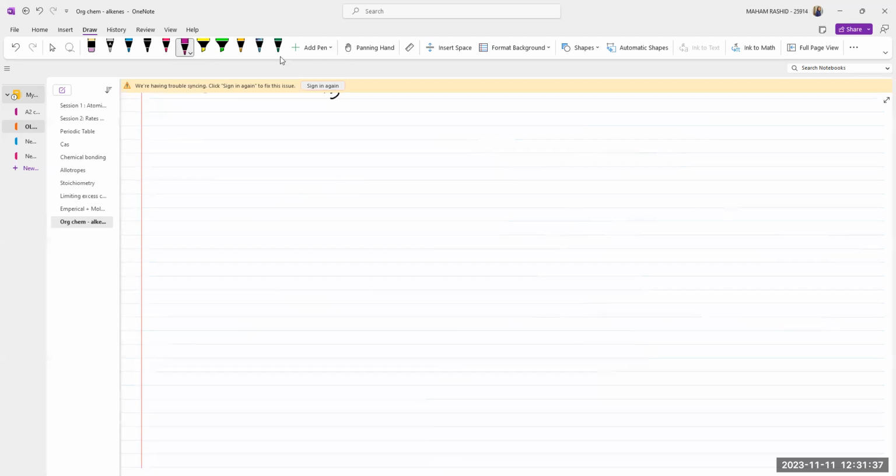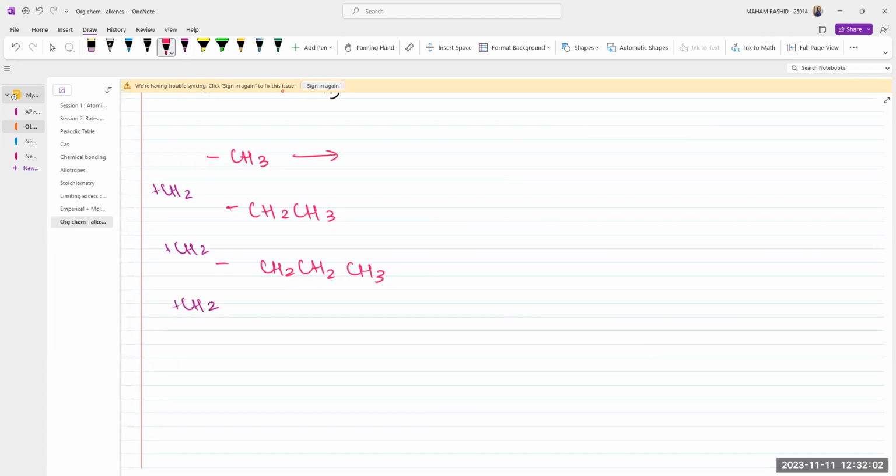Methyl is CH3. So there's CH3, there's CH2CH3, there's CH2CH2CH3. So basically, the added unit that you have in each of them is a CH2 again, right? So this is your methyl group. You don't need to learn it. Why don't you need to learn it?